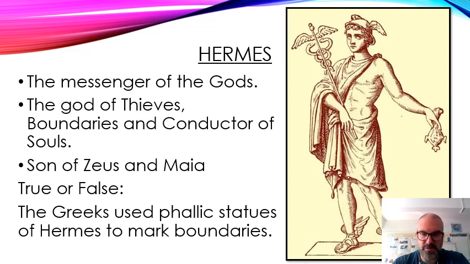Hermes, so he's the messenger of gods, the god of thieves, boundaries, and the conductor of souls. So all sorts of different jobs there. He's the son of Zeus and a goddess called Maia. But true or false, the Greeks used phallic statues of Hermes to mark boundaries. So you have a statue of Hermes with his penis out, and that is the dividing line between your property and someone else's. Does that sound like the sort of thing the ancient Greeks would do?